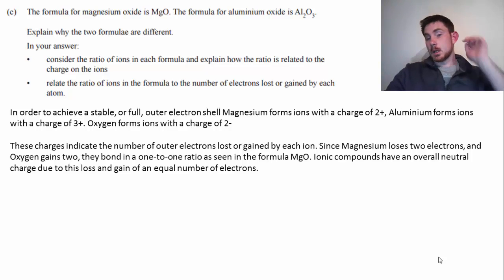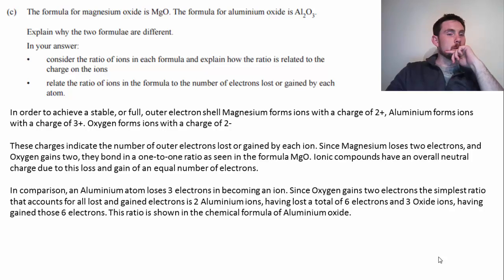And I've stated there that the ionic compounds have an overall neutral charge due to the loss and gain of an equal number of electrons. So if we compare that to the formula for aluminium oxide, the aluminium is going to lose 3 electrons when it becomes an ion. The oxygen will gain 2 electrons. Now those numbers don't balance up, so the simplest ratio that's going to account for that is to have 2 aluminiums losing a total of 6 electrons, and therefore 3 oxygens that will gain a total of 6 electrons. And that gives us the ratio of 2 aluminium ions to 3 oxygen ions. And so the formula is Al2O3.